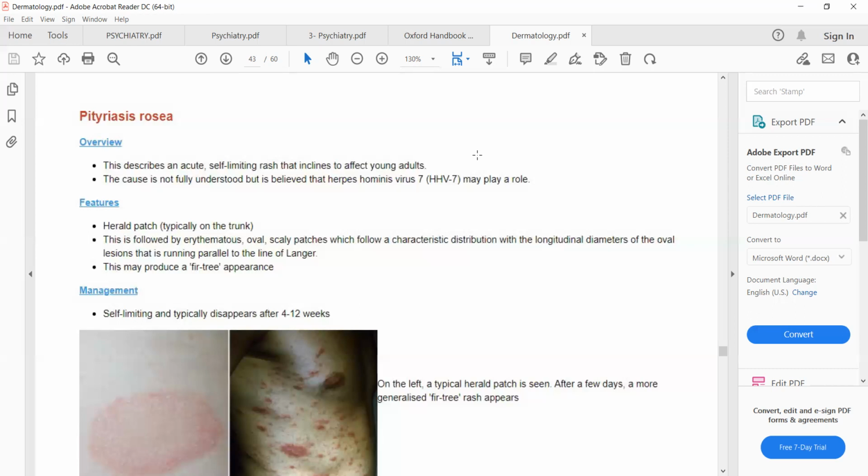To remember Pityriasis Rosea, you need to remember guttate psoriasis as well. In the previous lecture, we discussed that there are some skin conditions which can occur after a history of upper respiratory tract infection, and guttate psoriasis was one of them. And the second one is Pityriasis Rosea. So guttate psoriasis and Pityriasis Rosea can both occur after a history of upper respiratory tract infection or sore throat.